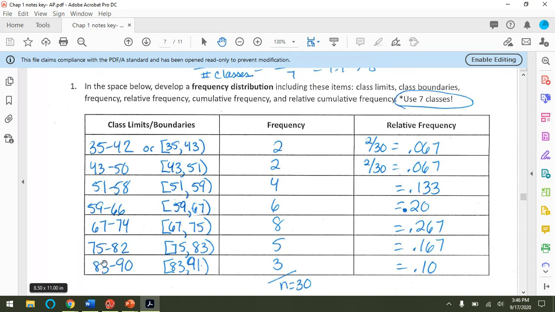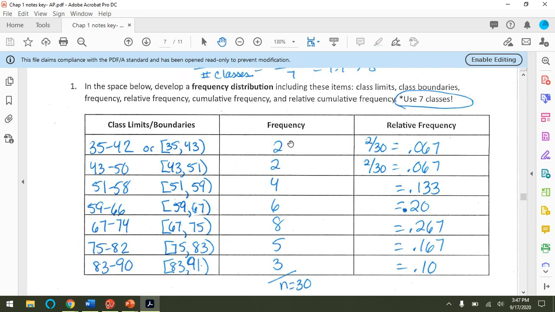Make sure that for your last class, it doesn't matter if you write it in this notation or this notation. This notation is what the calculator uses, which I'll show you in a moment. But you have to make sure that this top class includes your max. Our max was 89. Don't stop it at 89, because then the last class won't be the same width as all the others. One of the most important things is that they all have to be the same width.